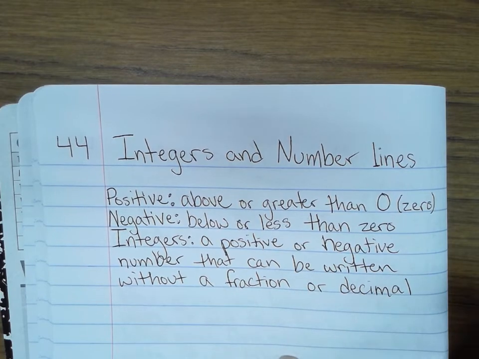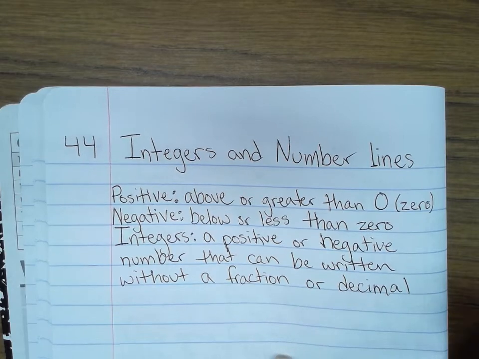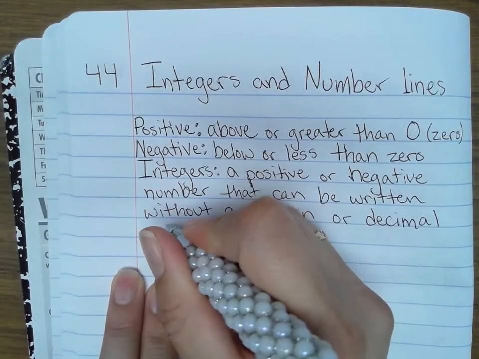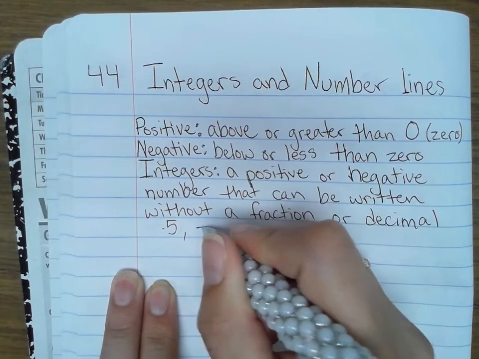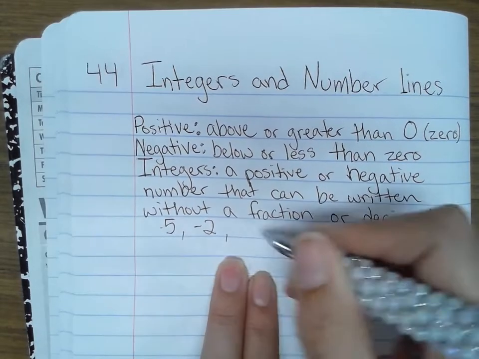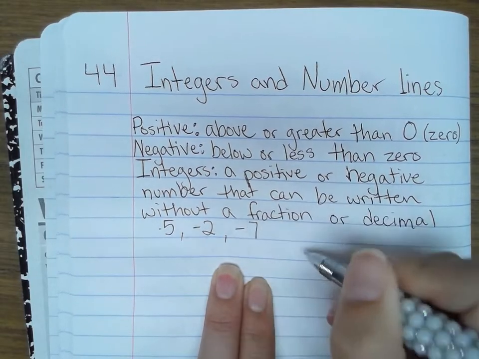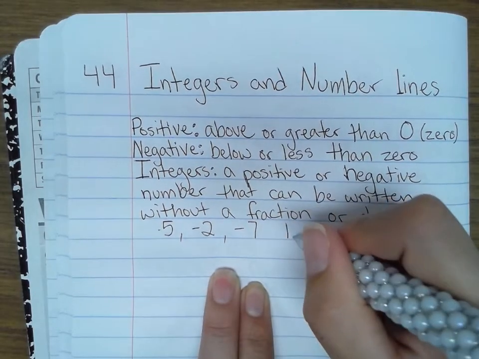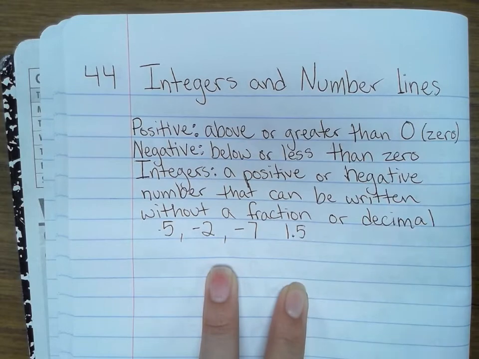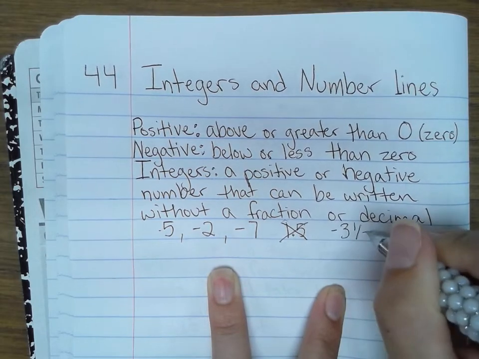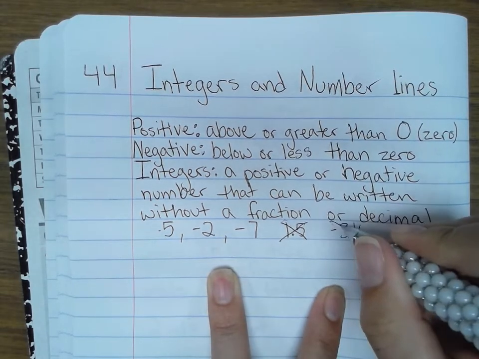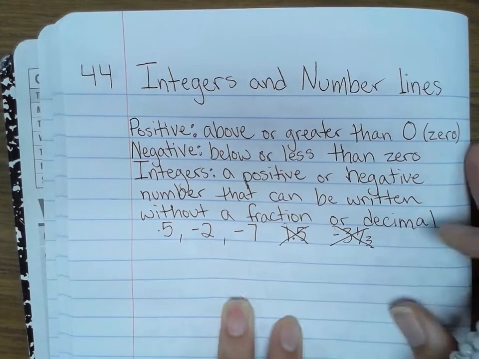Now, can they be written as a decimal or fraction? Yeah, I can write 5 as just 5. Let's do some examples here. So 5 would be an integer. Negative 2 would be an integer. Negative 7 would be an integer. How about 1.5? No. Or negative 3 1/3. No, because these ones, I can't write that value without a decimal.